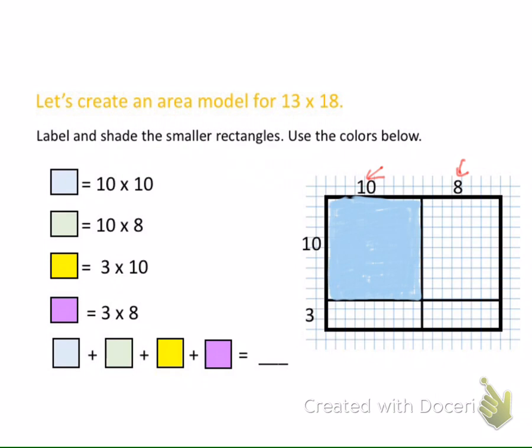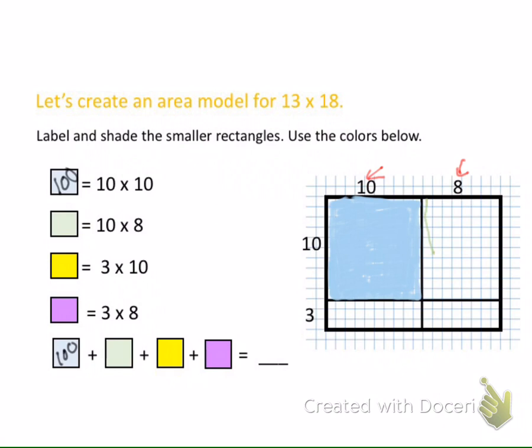Okay, now I know that 10 times 10 is 100. I'm going to put a little 100 right in that box, and I'm going to put a 100 in this box. Okay, the next one they want us to do is 10 times 8. And with 10 times 8, they want us to use a green. So I'm going to use a green for my 10 times 8 because that's this box right here.